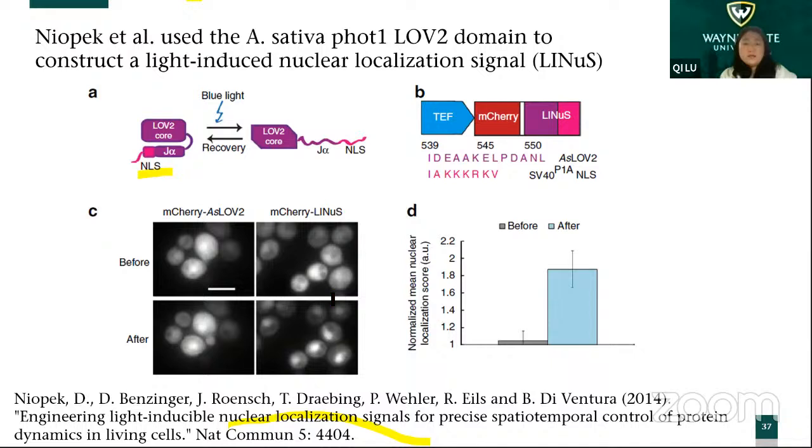So like before, that's the homogeneous location of this protein before shining the light. After that, the nuclear localization signal peptide will be released, and it can be recognized and transport the whole protein into the cell nucleus. So this uses a light-controlled nuclear localization. So this is another application.